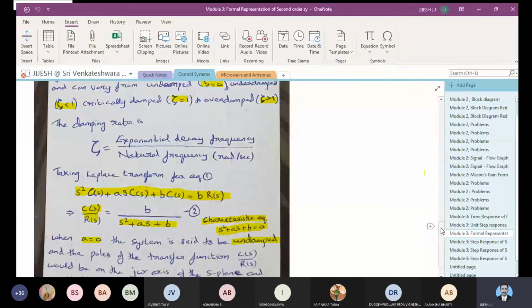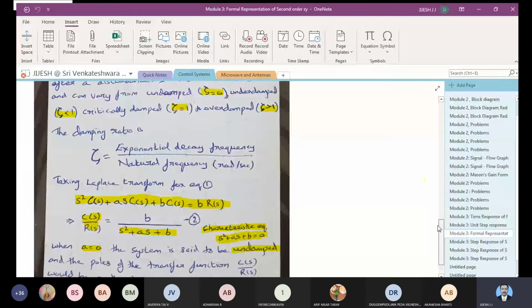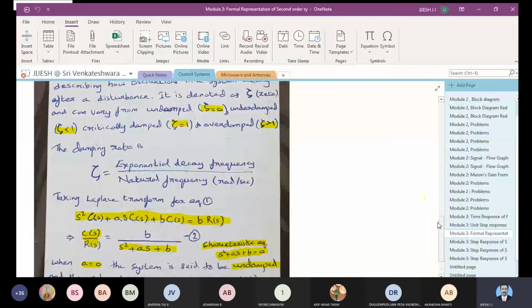We know that there are four major cases: undamped, underdamped, critically damped, and overdamped. Undamped is zeta equal to 0, underdamped is zeta between 0 and 1, critically damped is zeta equal to 1, and overdamped is zeta greater than 1. So zeta is also the exponential decay frequency divided by the natural frequency.